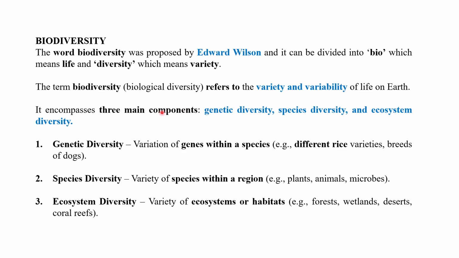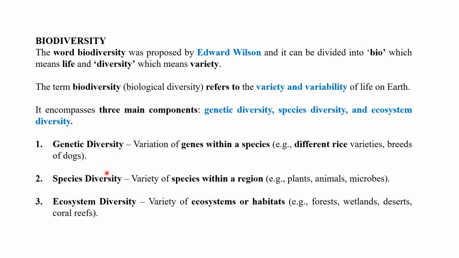It encompasses three main components. That means there are three components of biodiversity. The first is genetic diversity, then species diversity, and ecosystem diversity. In the case of genetic diversity, it is the variation of genes within the same species. For example, different rice varieties. It is rice, but the varieties are different depending upon the genes. Breeds of dogs are also examples of genetic diversity.